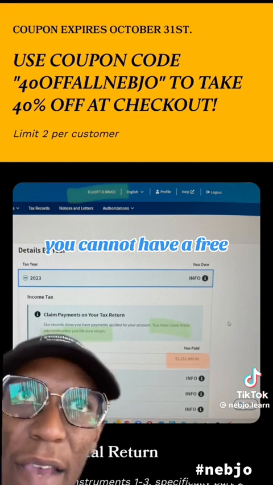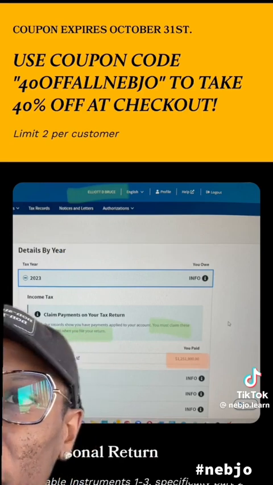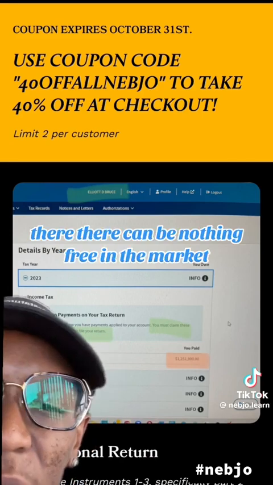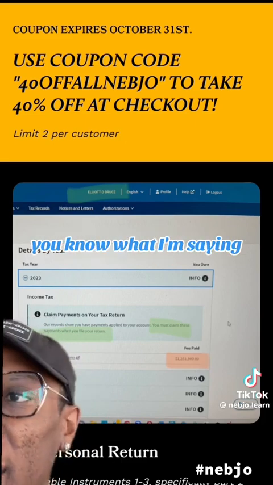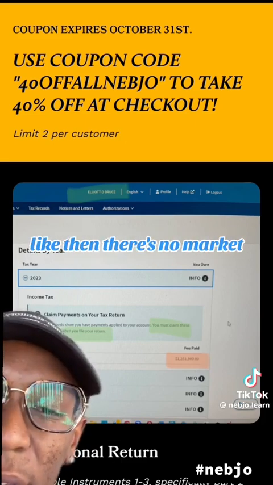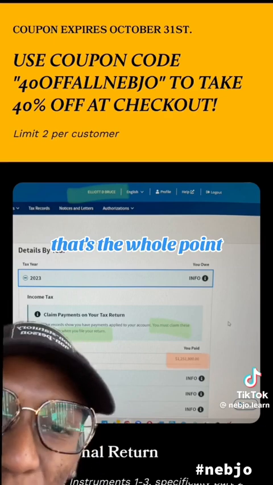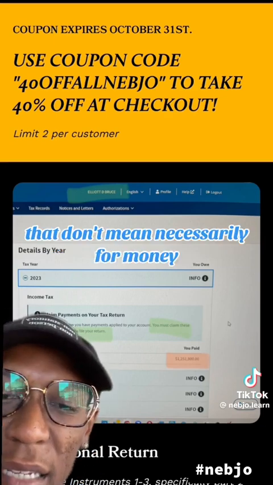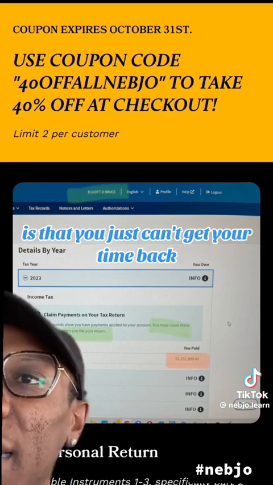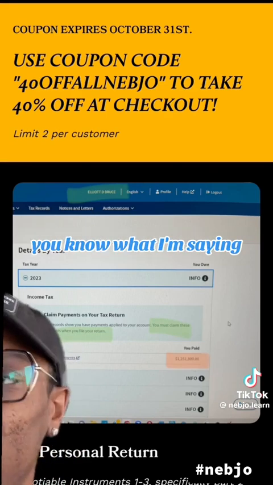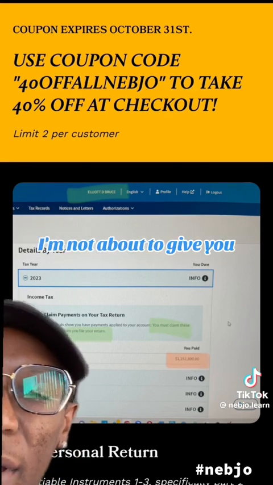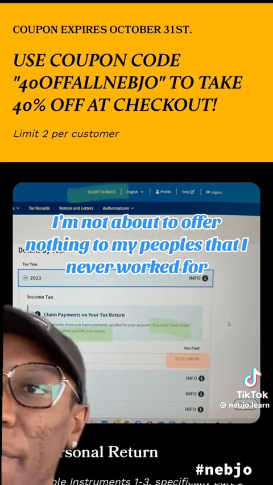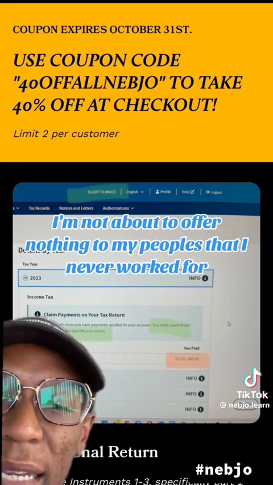You cannot have a free, there can be nothing free in the market. You know what I'm saying? Like, then there's no market. That's the whole point. Sell the game. That don't mean necessarily for money. What it means, bruh, is that you just can't get your time back. So I'm not about to offer nothing to my peoples that I never worked for.